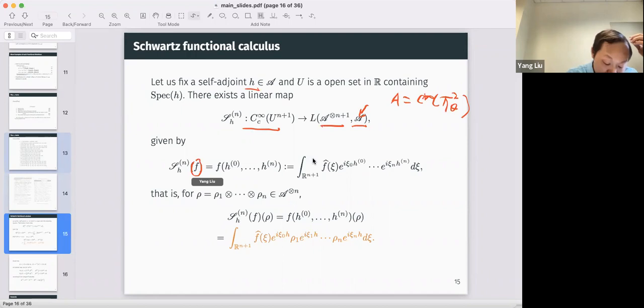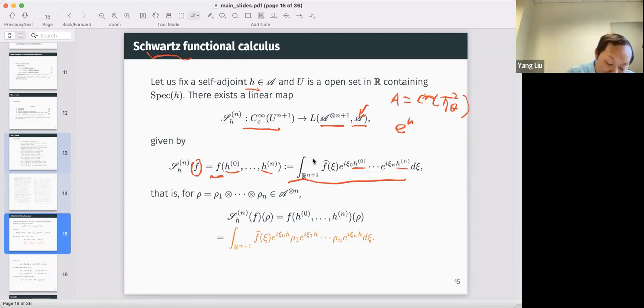I will fix H, okay? Since we know how to define e to the H, we can define the more general extension to the Fourier transform. First of all, I assume smoothness. The main reason is that, since I mention Schwarz, I want to write F as a Fourier transform. Formally, you can view H as some formal variables, right? The right-hand side is the Fourier transform, and then you plug in these operators H0 to Hn.